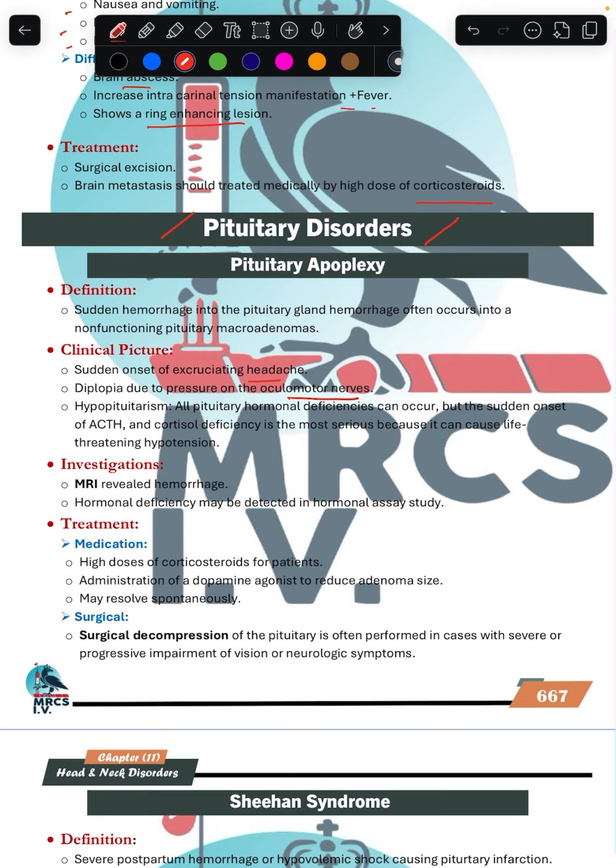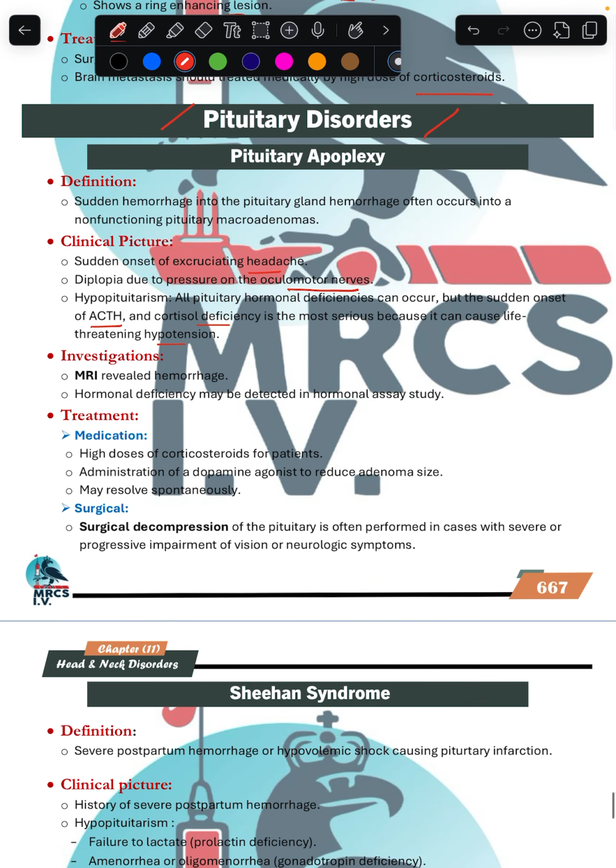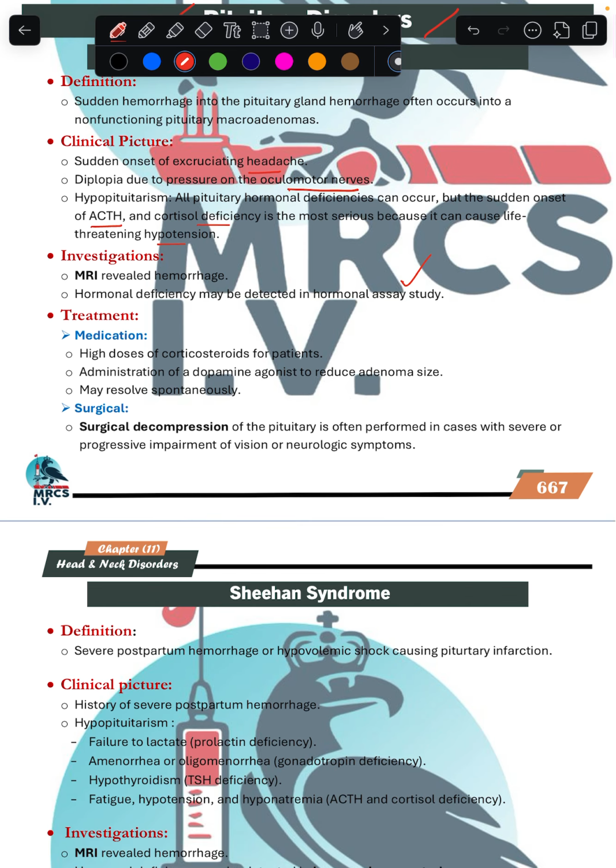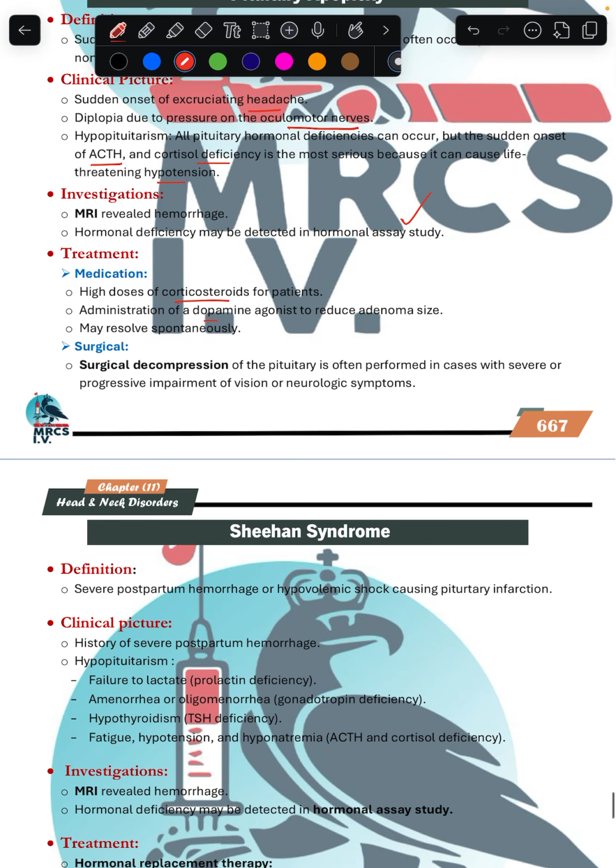Sudden onset ACTH, adrenocorticotropic hormone, cortisol deficiency is most serious because it causes life-threatening hypotension. Investigation: MRI shows hemorrhage, and hormonal deficiency may be depicted in hormonal assay. Treatment: high dose steroids are required. Administration of a dopamine agonist to reduce adenoma size. Surgical decompression of the pituitary is performed in cases with severe problems.